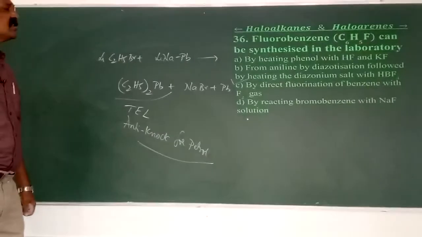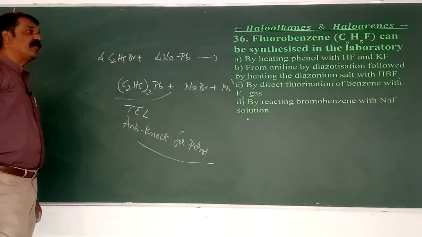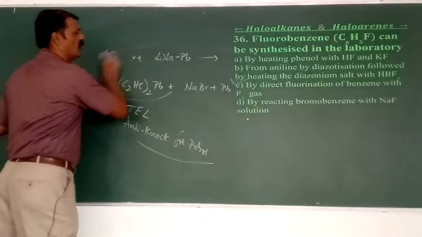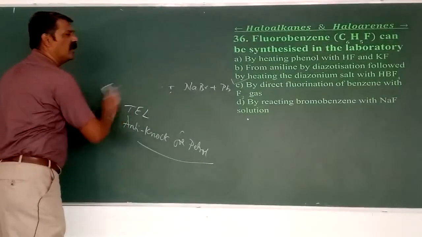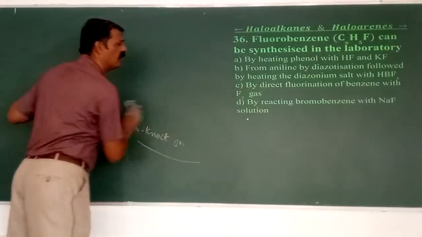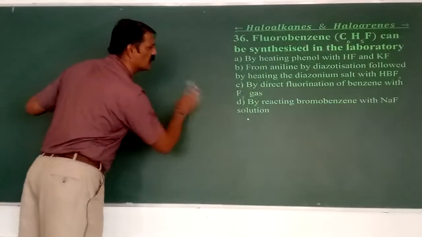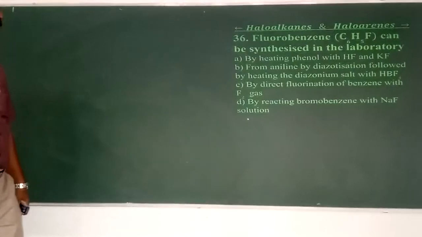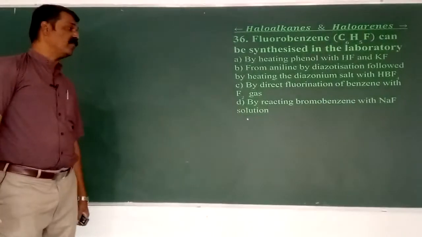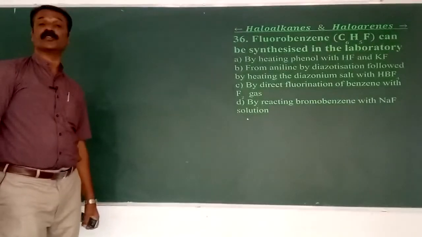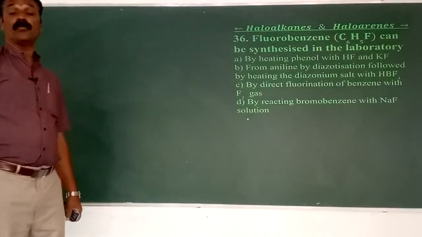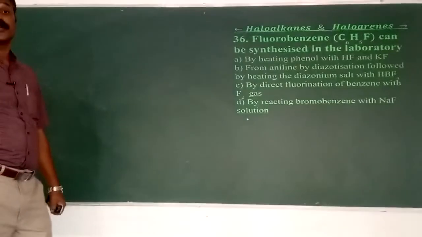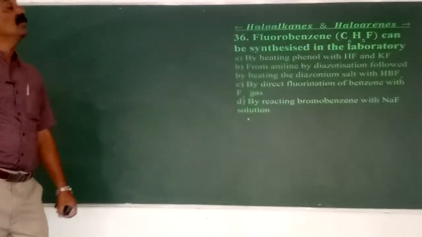Fluorobenzene can be synthesized in the laboratory. How? By heating phenol with this. Then from aniline, diazotization followed by heating the diazonium salt with fluoroboric acid. Direct fluorination of benzene using fluorine gas, or by direct fluorination of bromobenzene with NaF. So I think you heard about the Sandmeyer's reaction. Sandmeyer's reaction is applicable for the preparation of chlorobenzene and bromobenzene, but not fluorobenzene.